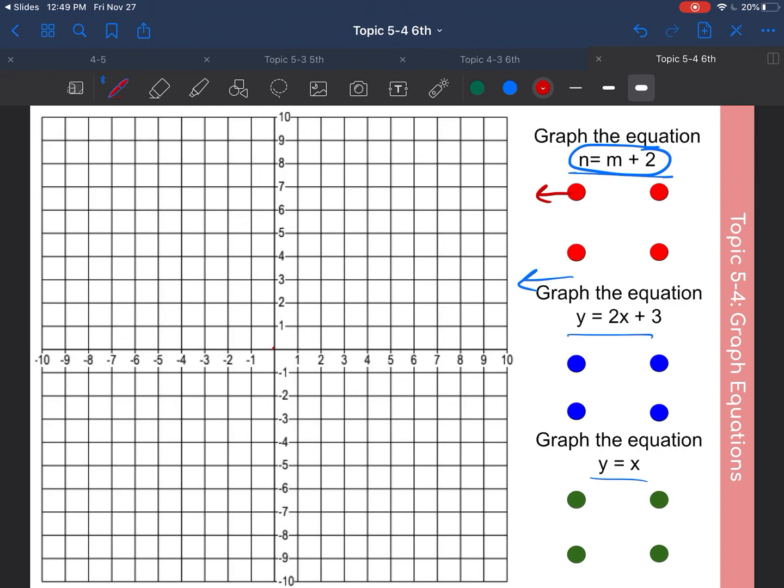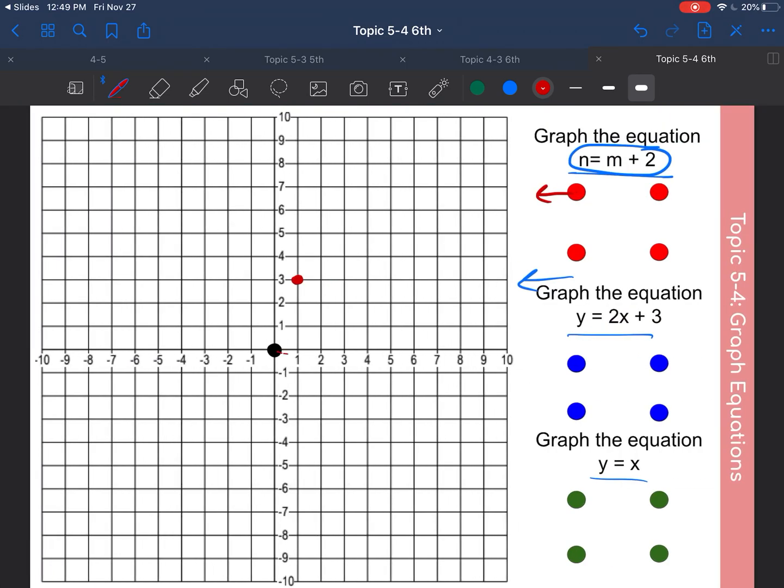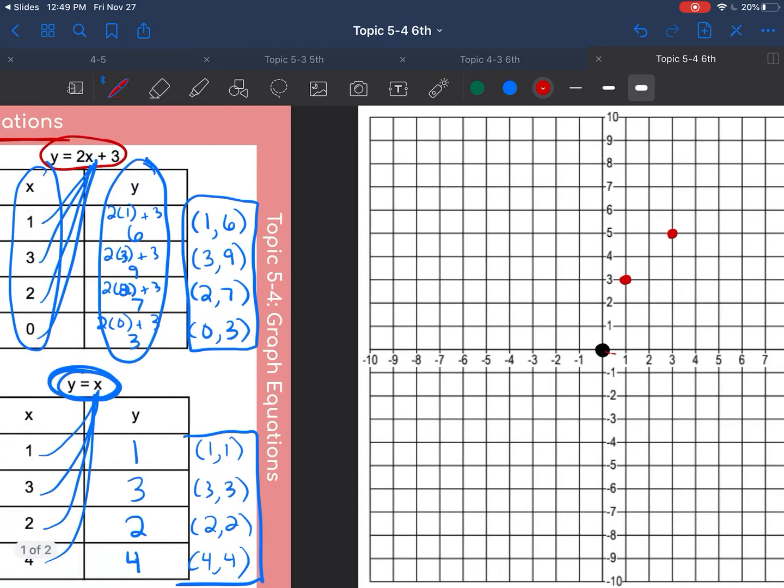So the origin, I'll put the origin as a big black dot right here, okay? The origin is right here, and then you have over 1 up 3. So the first ordered pair is there, so you could drag your red dot there. The next one is 3, 5. So over 3 from the origin, up 5, right there, okay?